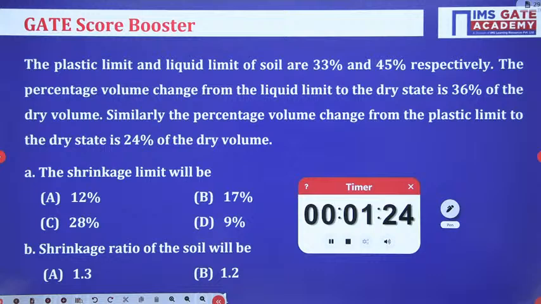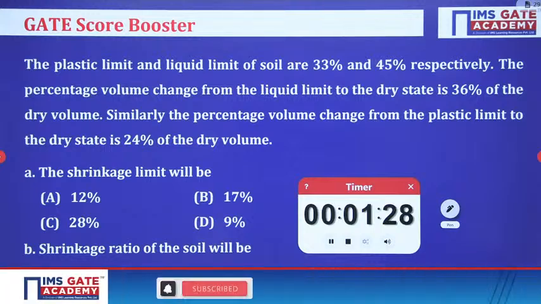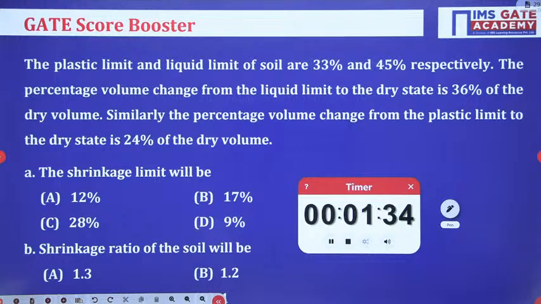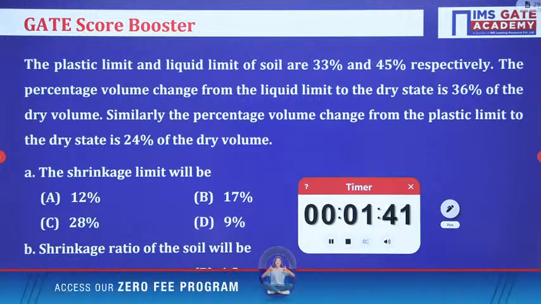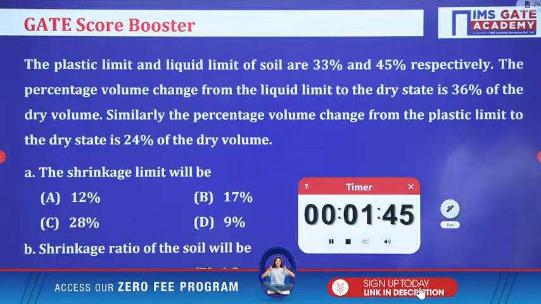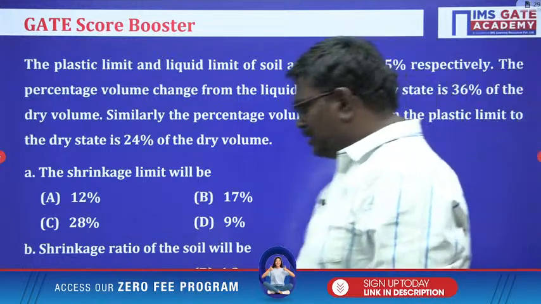Sir, try to read the question there. If you can read the question carefully, you can solve the problem. They have given the plastic limit and liquid limit of soil, okay? And they are trying to ask the shrinkage limit and shrinkage ratio. For this problem to be solved, you should be aware of the concepts of Atterberg limits, my dear students. Okay? So let me go into the problem, students.